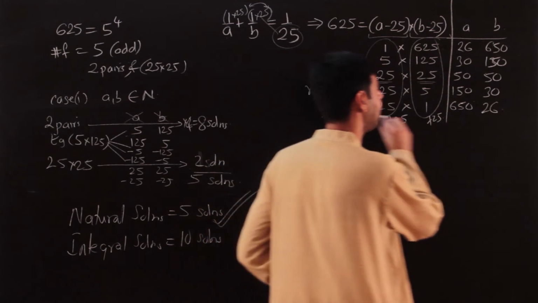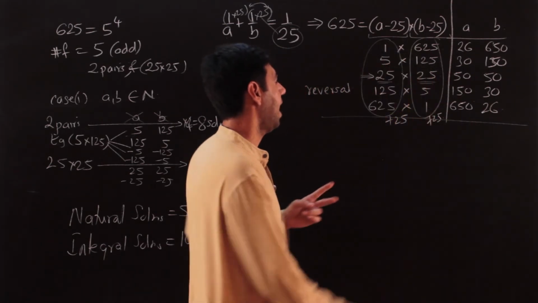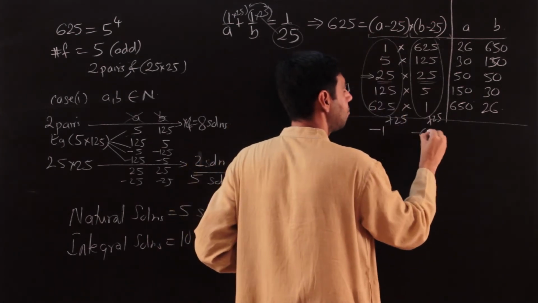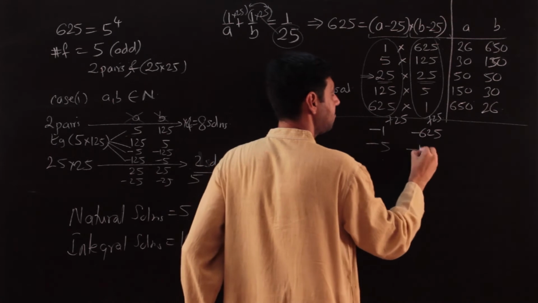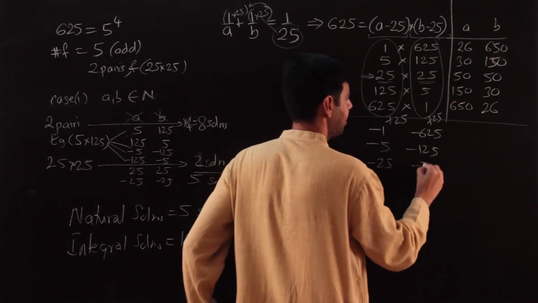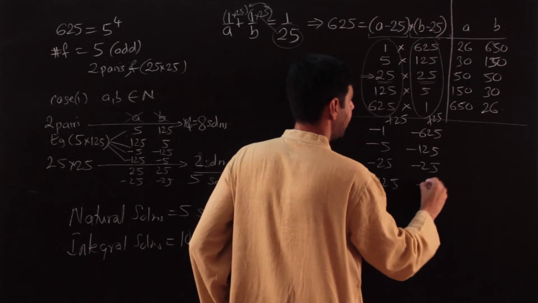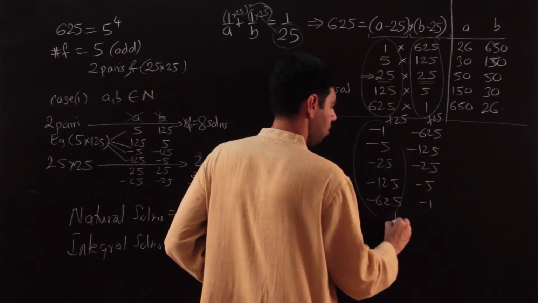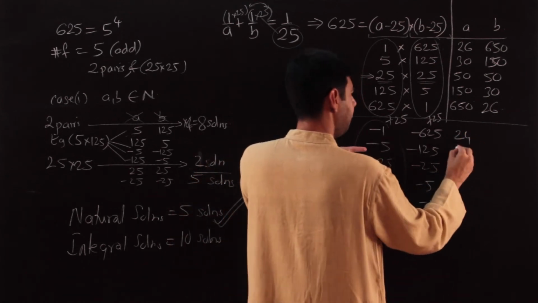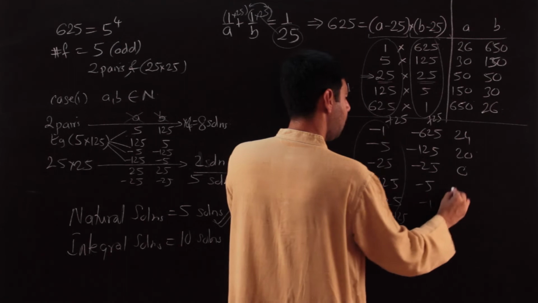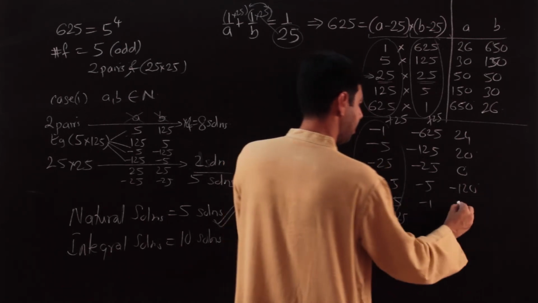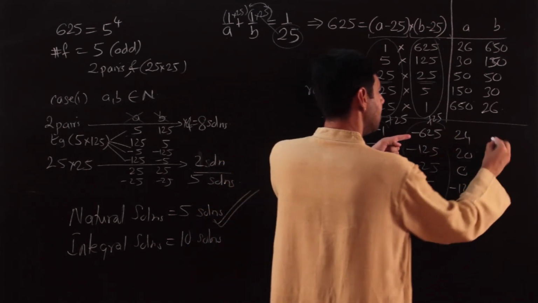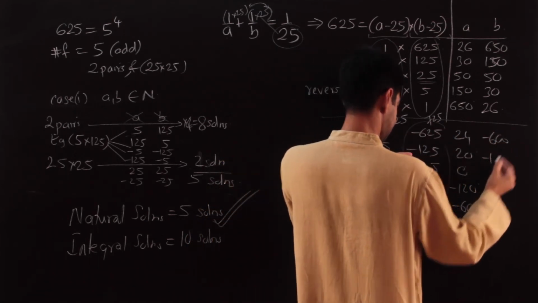Let's go to the integral part. Now in the integral part, what happens is we could even use negatives. I need the product to be plus. So if one is negative, the other also has to be negative. So this is minus 5, minus 125, minus 25, minus 25, minus 125, minus 5, minus 625, minus 1. And when I add a 25 to all of these, I get a 24, 20, 0, minus 120, add a 25, minus 600. Add a 25 to these numbers. So minus 600, minus 100.